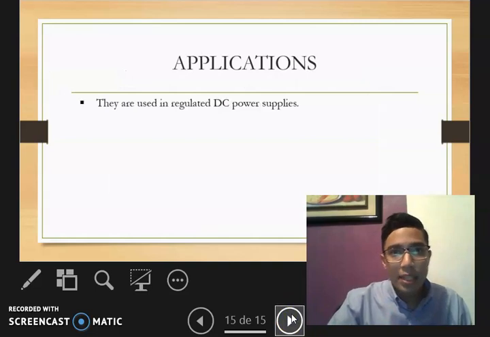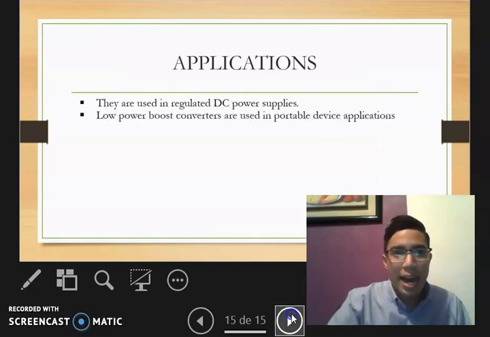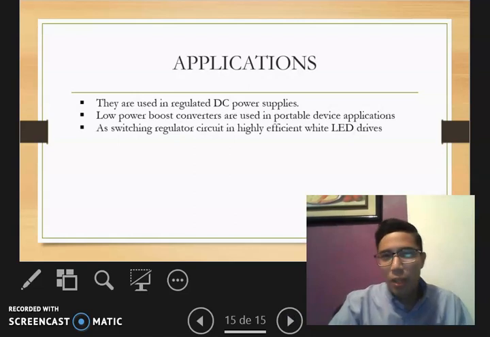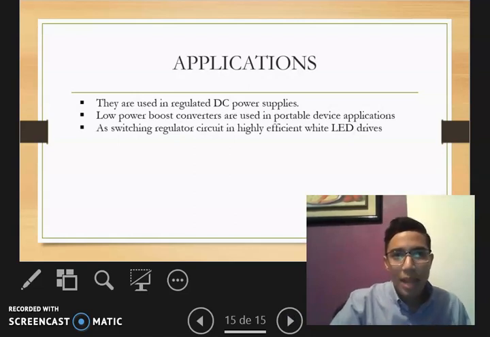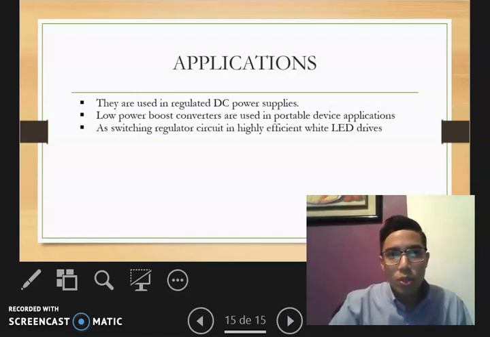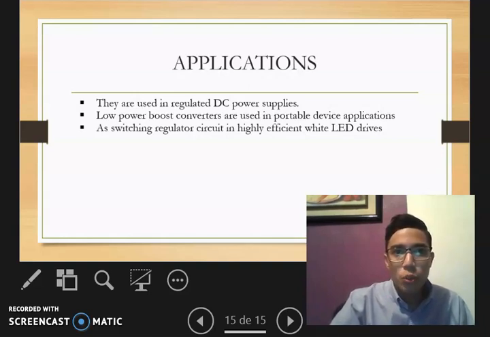Some applications of the boost converter: they are used in regulated DC power supplies. Low power boost converters are used in portable device applications, and they are used as a switching regulator circuit in highly efficient white LED drives.